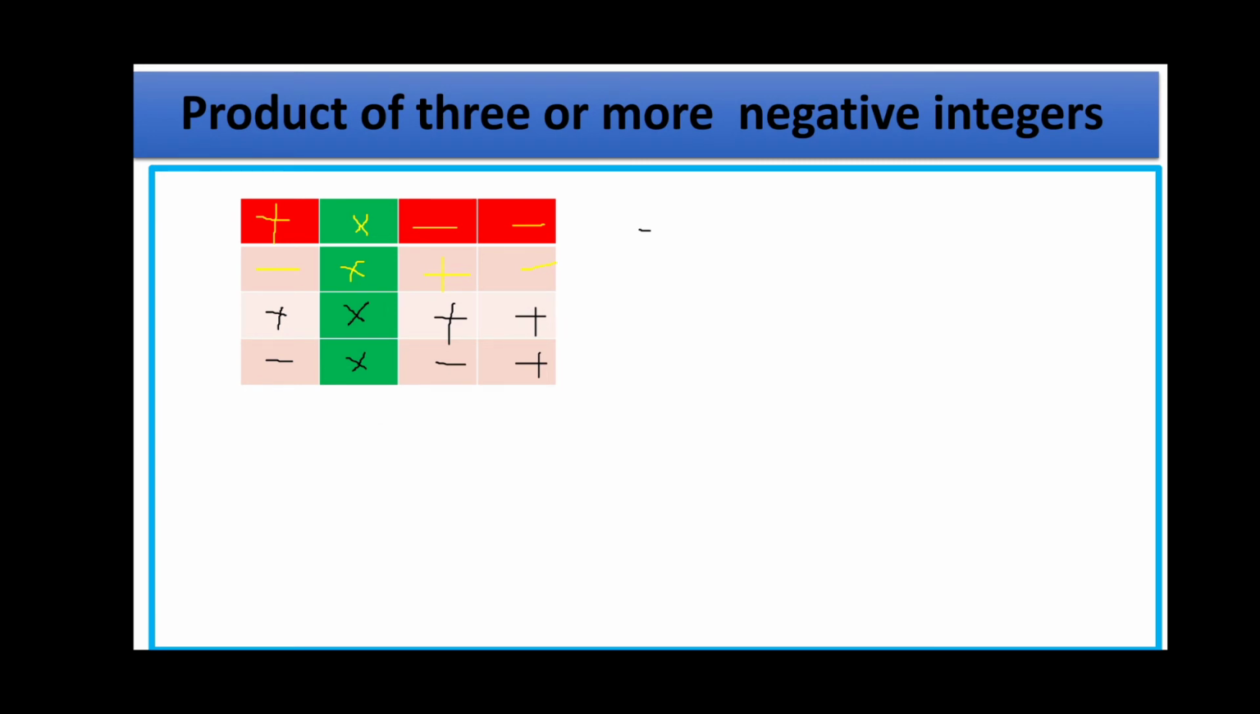Now let us see how to do multiplication of 3 or more negative integers. Suppose we have 3 negative integers, let us see with the example. Minus 4 into minus 2 into minus 3. So now what we have to do? Here I am keeping brackets which will be easy for you to identify each particular integer. So minus 4, minus 2 and minus 3, I am using brackets in order to separate them.